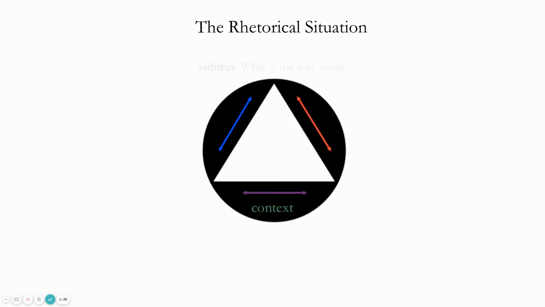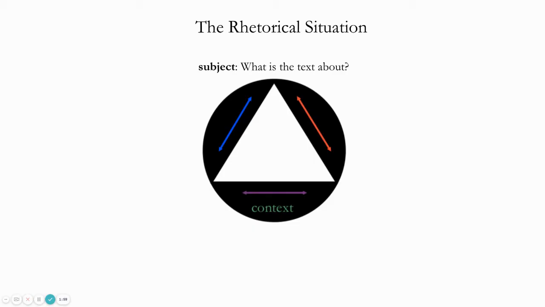The top of the triangle is the subject. What is the text about? And just a side note on text. When I talk about text, it's not just written. Really, anything that is communication can be considered text, whether it's visual, written, spoken, anything that's communication, we're going to talk about as a text.